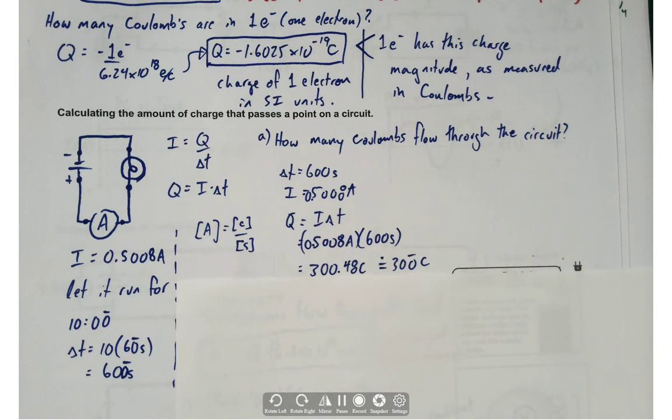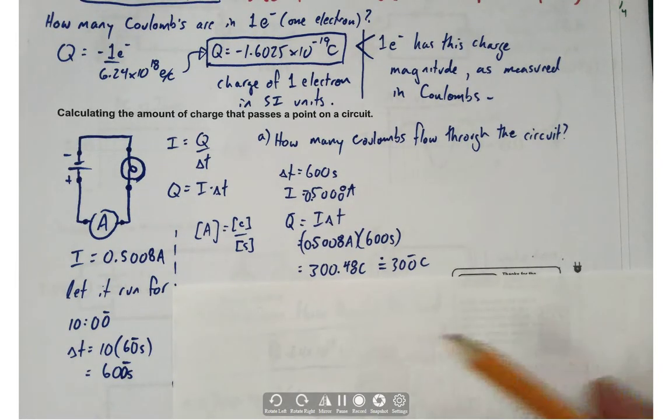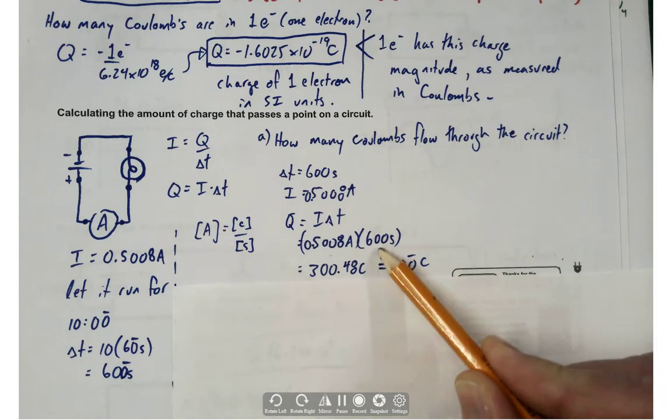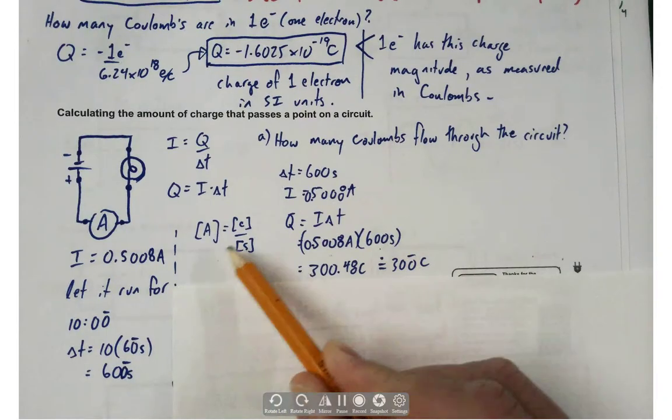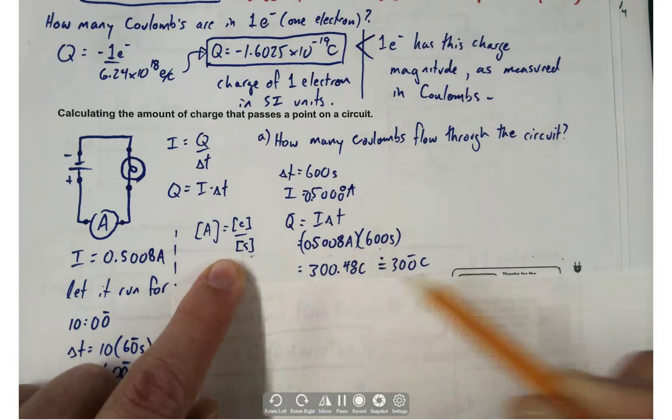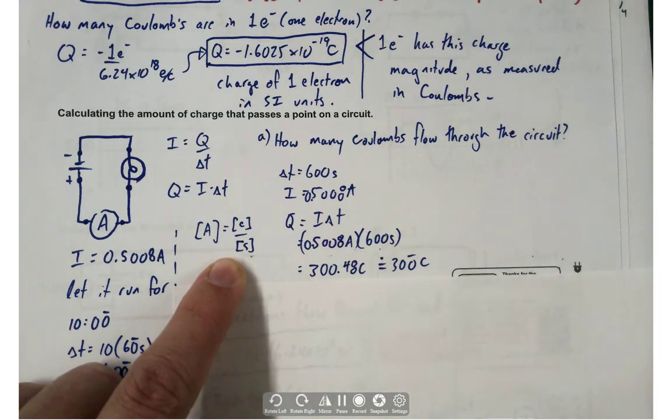If I do that, and don't worry, I'll pause because I know I'm going faster than some people are writing. This is always the issue with slideshows, right? If we do that, then we can sub in our current flow rate, 0.5008 amps, times the time, 600 seconds. And if you're worried about whether the units are going to work out, you never write amp seconds. Remember, an amp is defined as coulombs per second. So that amp is actually coulombs per second in disguise.